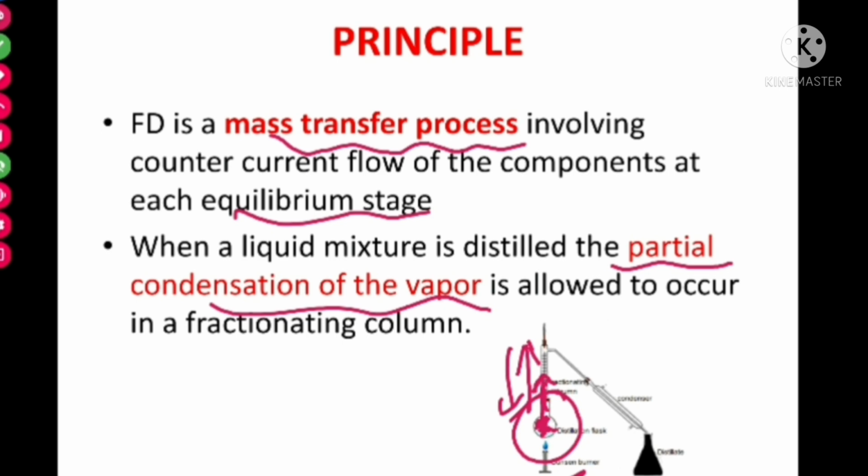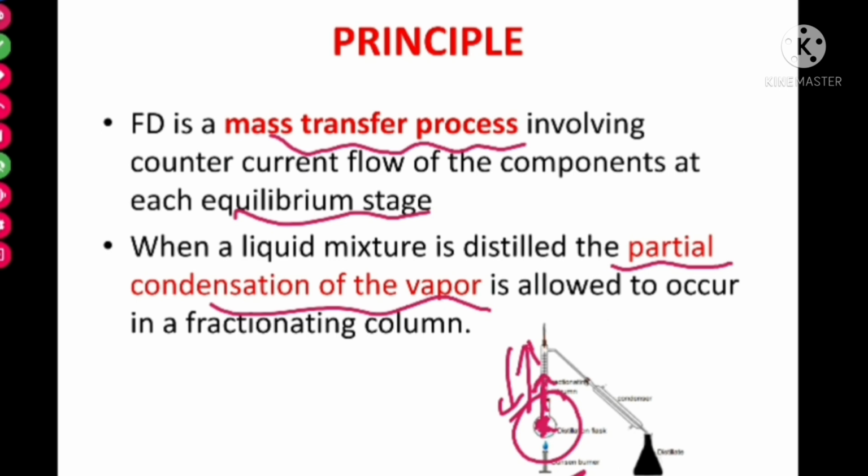In the fractionating column, the high boiling fraction comes into contact with the contacting devices present in the fractionating column, where it condenses and that condensed liquid returns back to the still.